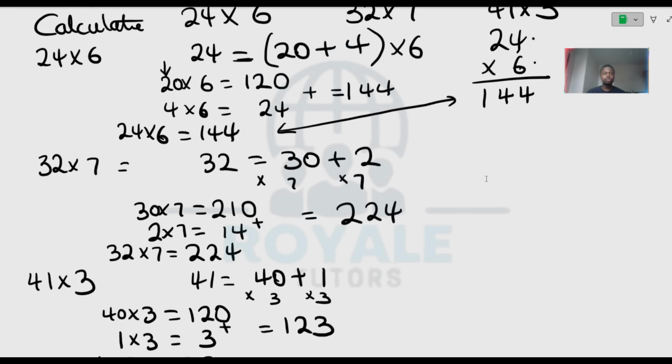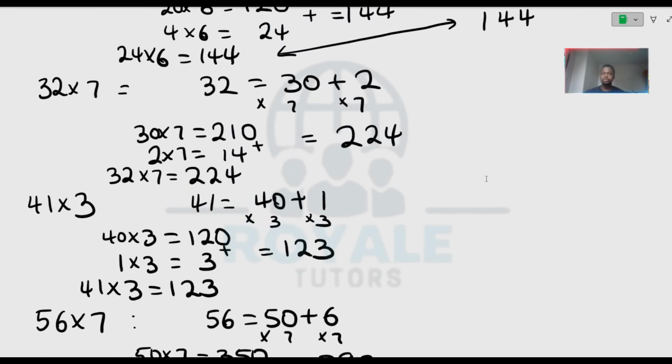Then we also go to the second one, which is 32 times 7. You write them in column like this. Then you have 7 times 2 is 14. You write 4, you keep 1. Then you do 7 times 3, which is 21, plus the 1 you had before. That makes it 22. So you have 224. So you have the same answer.